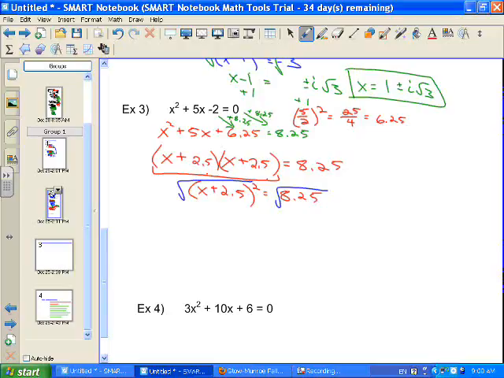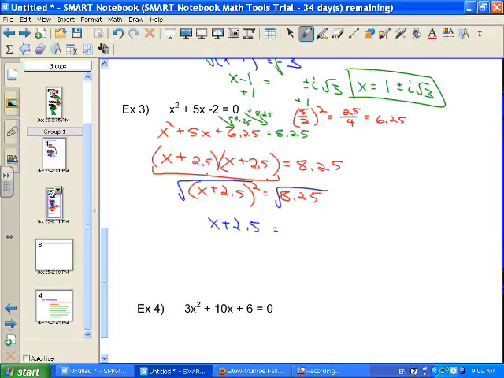What will I have on the left side? x plus 2.5. All right, what is the square root of 8.25? 2.87281323. Well, that's unfortunate.